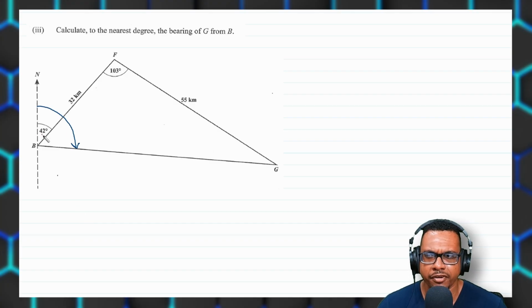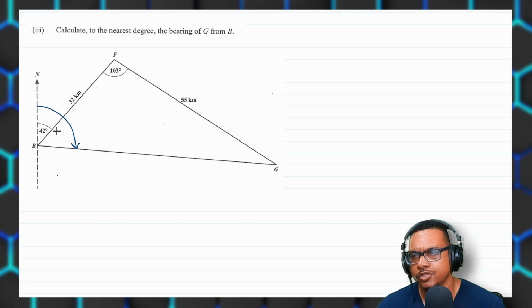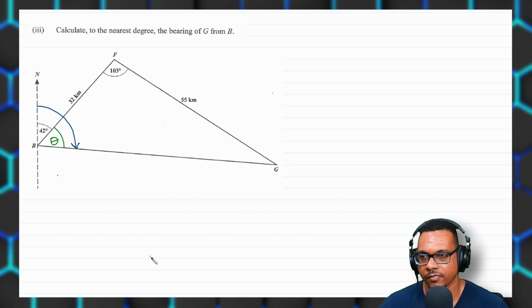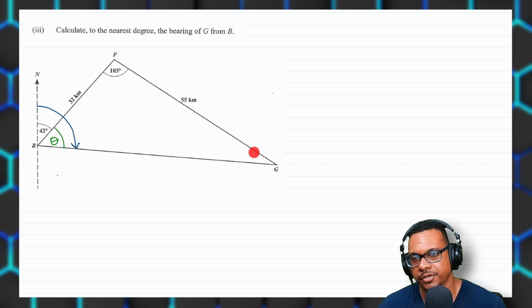Now, we already have this part here is 42. So what we need to know is this angle here. So we need to know, call this theta, this angle here. And if you could find this angle and add it to 42, that would be the bearing of G from B. So what I'll do, I'll draw this triangle separately.